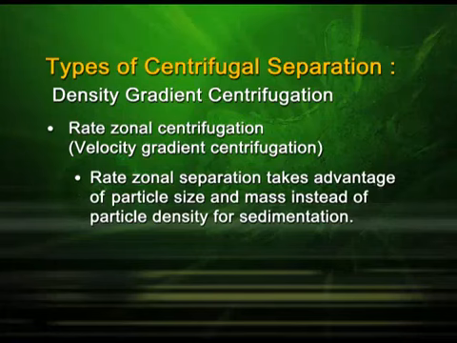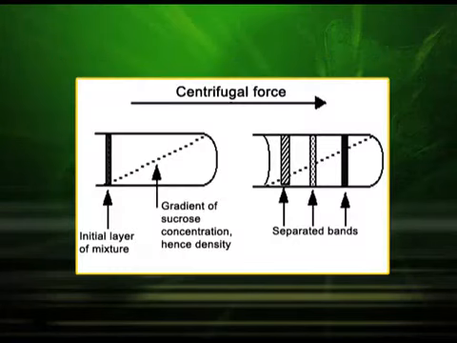The separation happens only on the basis of mass or the size of the particle instead of density. Here you can see the layer of mixture, which is your sample, and the line which shows the gradient of sucrose concentration, which is the density gradient media. When this sample is subjected to centrifugation, you can see that the sample gets separated into different bands according to the size or the mass of the particle.